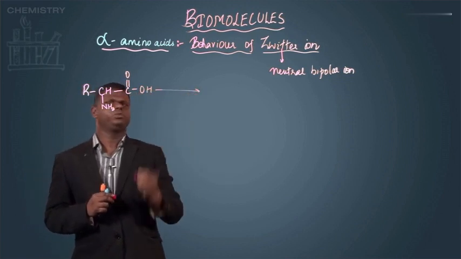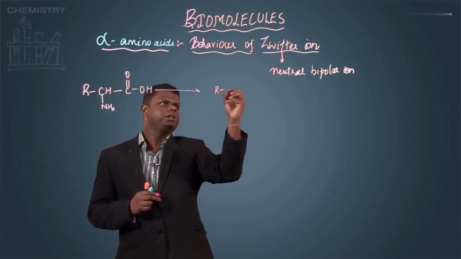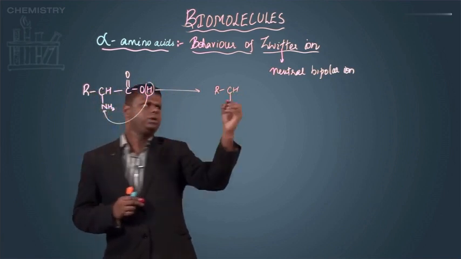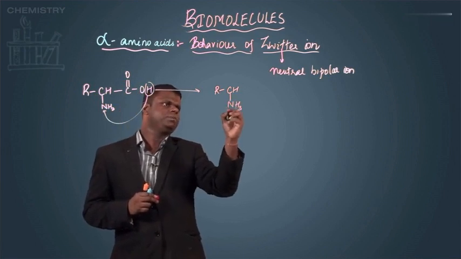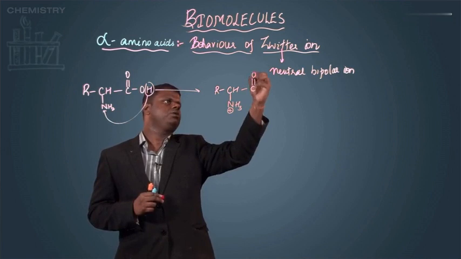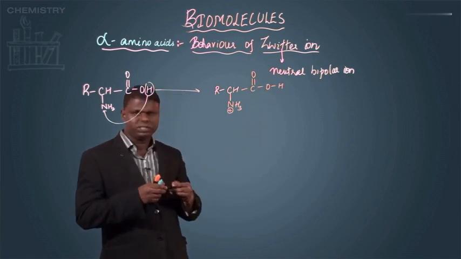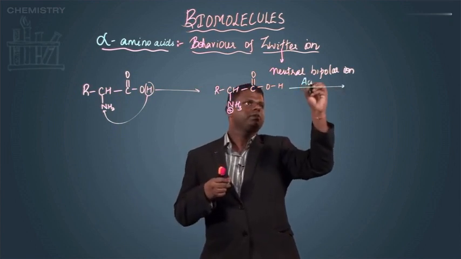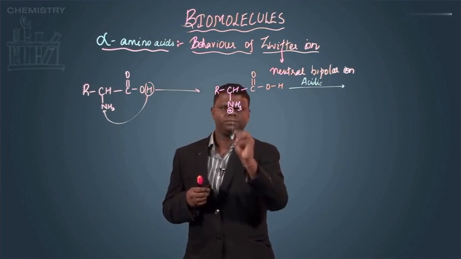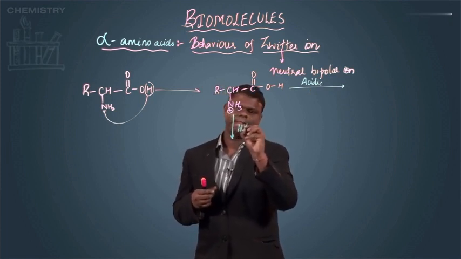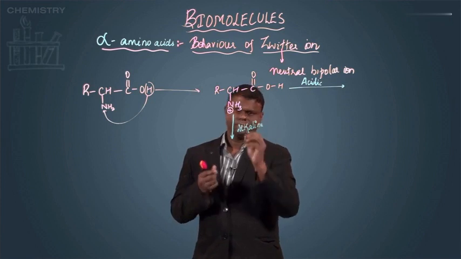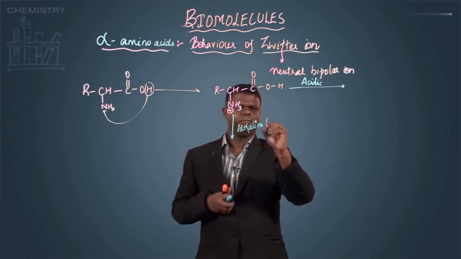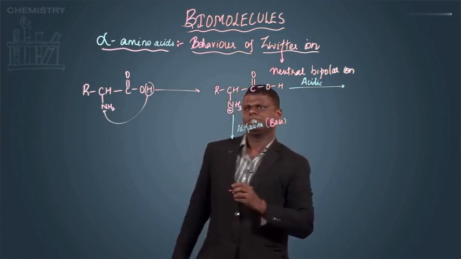Now it forms a Zwitter ion, so you could write it as RCH. So this hydrogen transfers from here to here. So you have RCH NH3 with a positive charge, and then you have C double bond O O minus. Now let me put this reaction in two different media. First is acidic media, and then the next is an alkaline or I could simply say a basic media. Simply I'll write base.